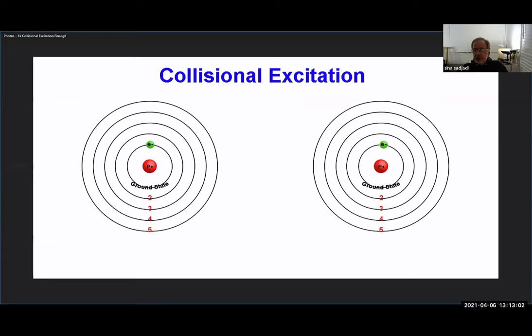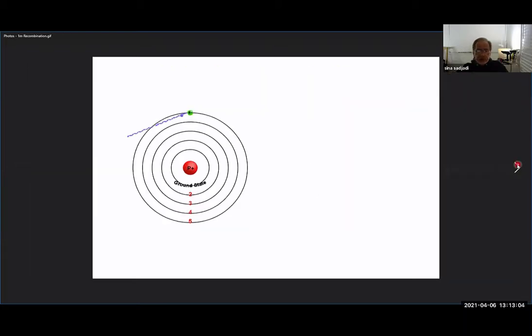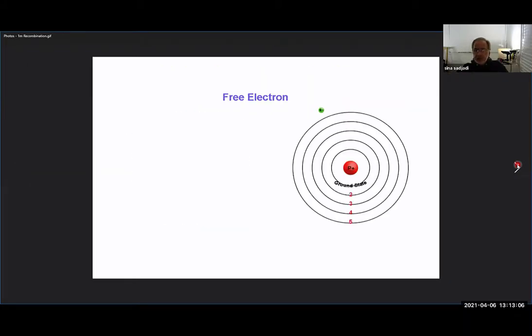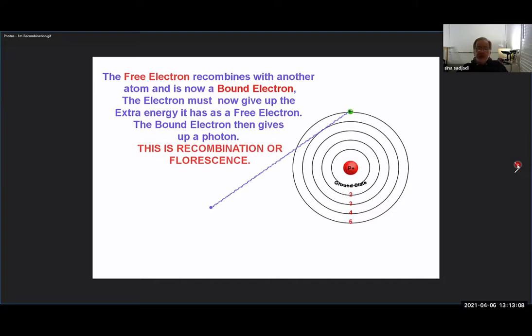Let's do it one more time. Here we go. Bang. Lands here, gives off a photon. Recombination or fluorescence. Now, some of the fish in the ocean also glow underwater. Specifically, some of them that I've seen way below the ocean surface, like a few miles down, they glow. They're called fluorescent fish. They fluoresce.